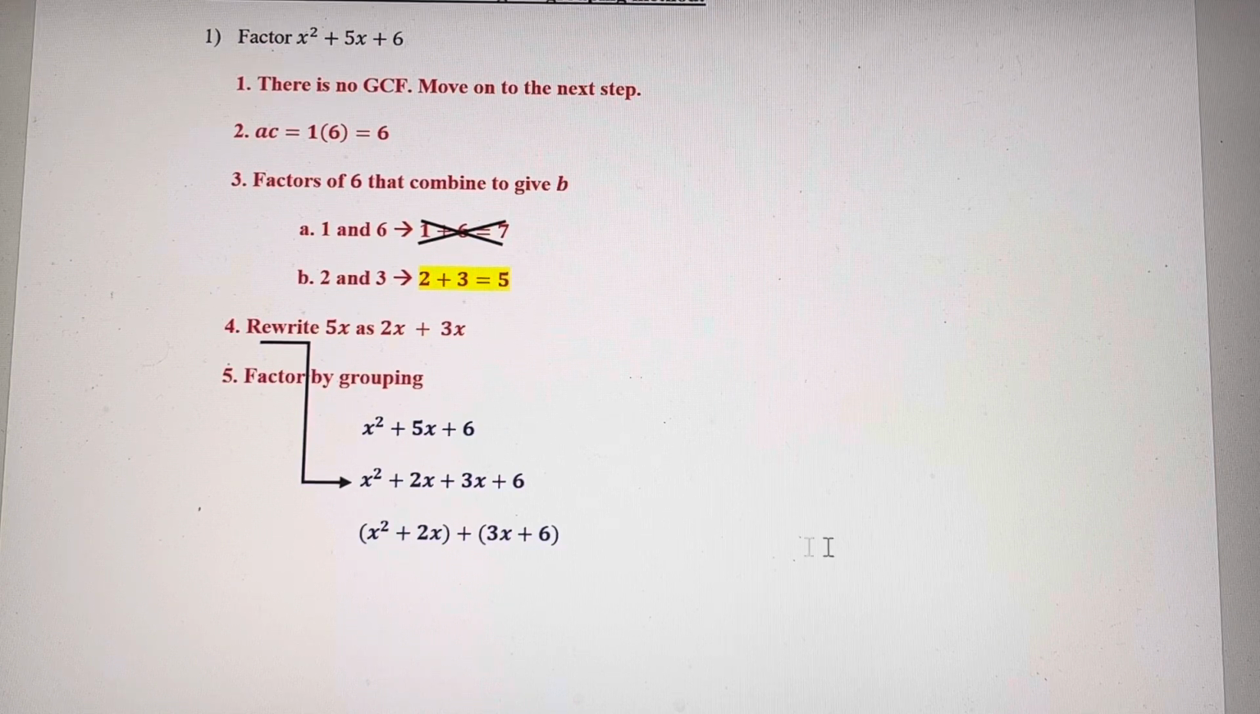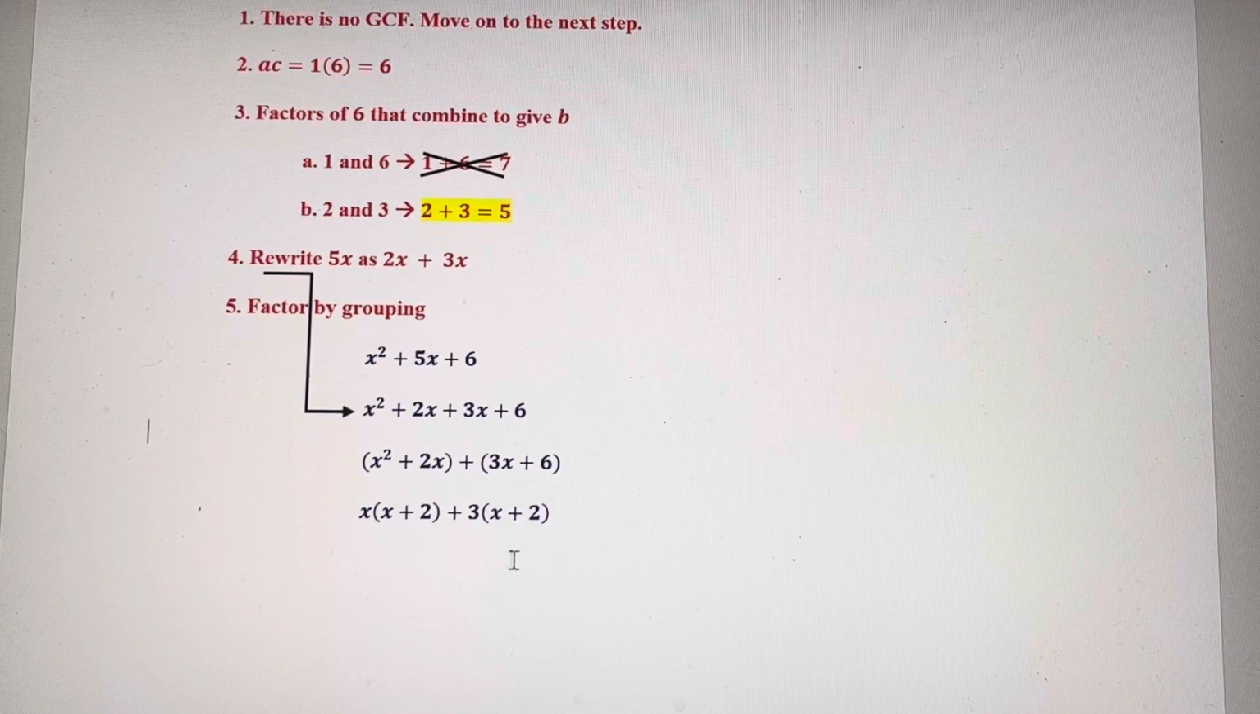So this has an x in common. And when I take that out, I'm left with x plus 2. These are divisible by 3. When I take that 3 out, I'm also left with x plus 2. And remember, when we factor by grouping, we need this binomial to match up. So I want to take this x and this positive 3. That's going to be my first binomial. And then the binomial that matches up is going to be my second binomial.